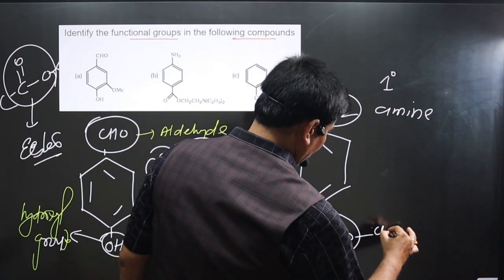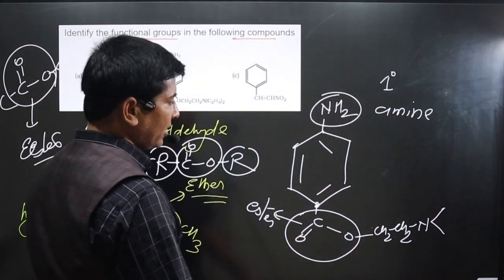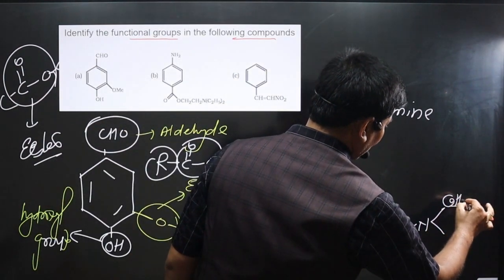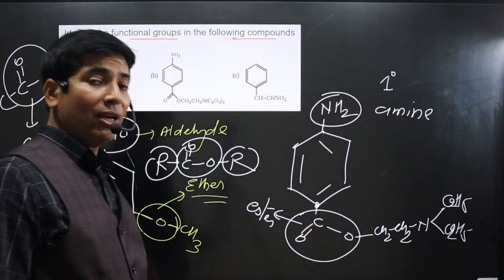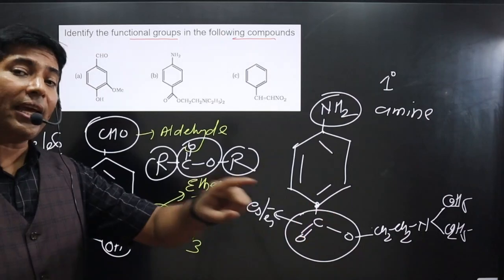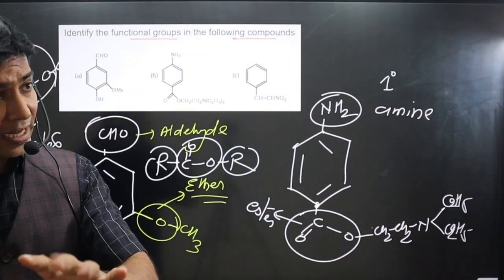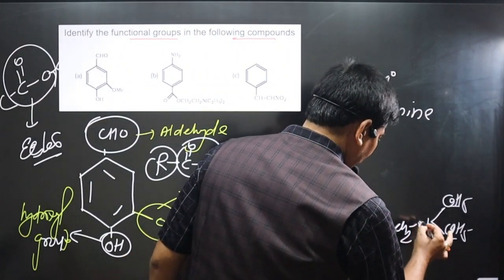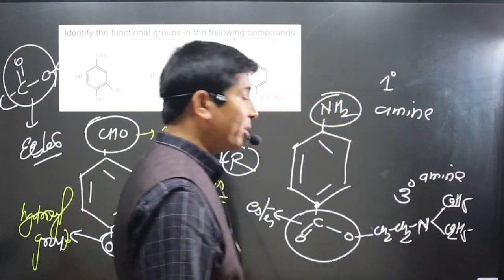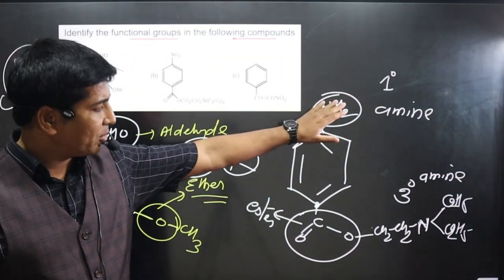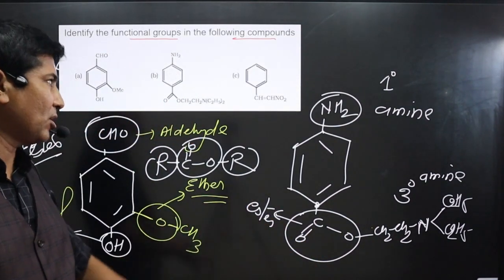We have CH2, CH2, CH2, and then we have nitrogen. To the nitrogen you can see 2 ethyl groups are attached. So in this case nitrogen is there and 2 alkyl groups are attached, but nitrogen does not carry any hydrogen. So obviously it is an amine, but what kind of amine? Since this nitrogen does not have any hydrogen, it is a tertiary amine. So how many functional groups are present? Primary amine, tertiary amine, then ester group is present. 3 functional groups are present.